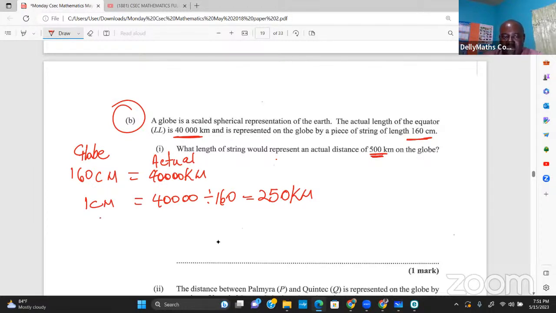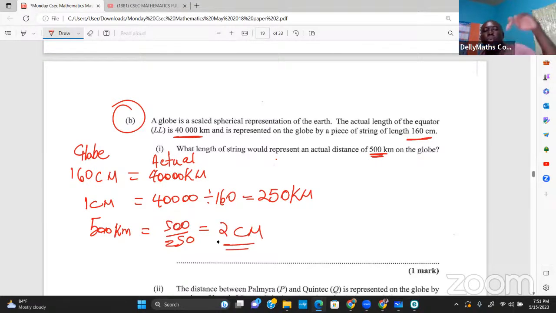So then 500 km is equal to, and it's going to give you 2 centimeters. So remember, for every 1 centimeter, there is 250. So if you reach 500, you would have just reached 2 centimeters. I'm just showing the working for it. We divide it and you go. All right, 1 mark, easy cheese. Just breaking it down so that you could see what's going on.